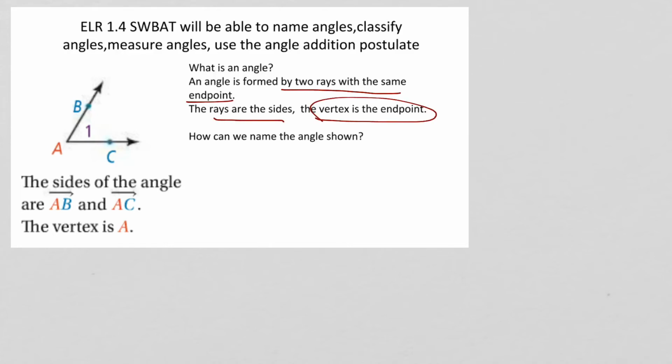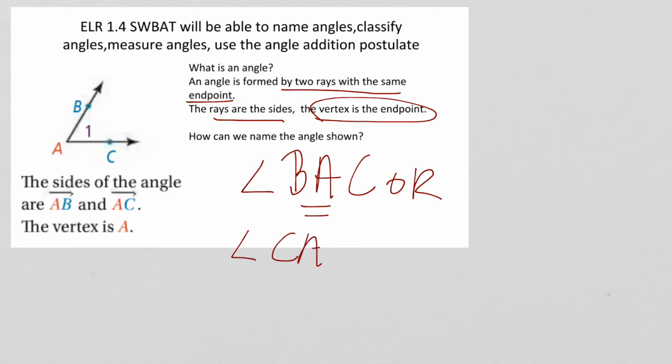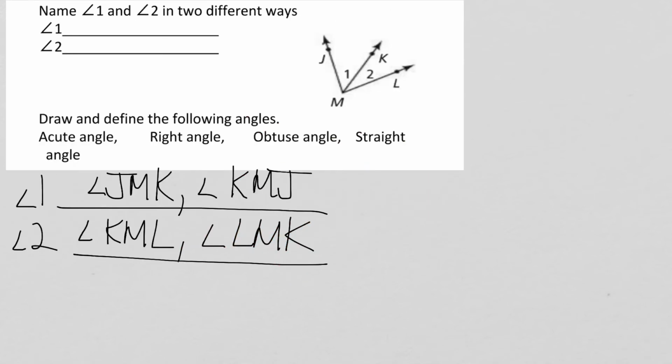So in this one here, we can name it angle BAC. The middle letter must be the vertex, so that has to be in the middle. Or I can name it angle CAB. And again, the vertex must be the middle of the 3 letters. All right, I can name angle 1 JMK, or going back the other way, angle KMJ, and the same thing for angle 2. And again, I'm stressing that the vertex M is the middle letter here.